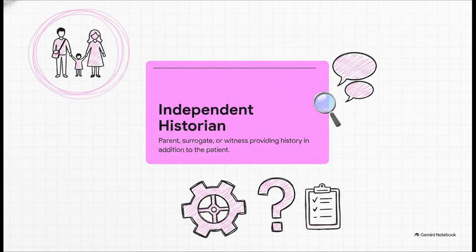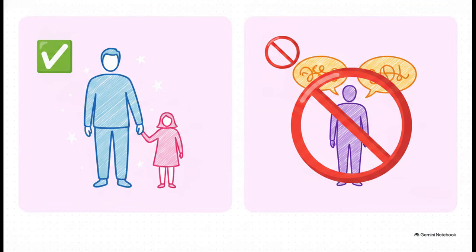But listen, the actual identity of that historian matters immensely to an auditor. Here is a classic documentation trap. A parent, a surrogate, or a medical caregiver, they absolutely count as an independent historian because they're providing medical context. But a language translator, nope, they strictly do not count. A translator is really just facilitating communication of the patient's own history. They aren't acting as an independent source of historical medical data.